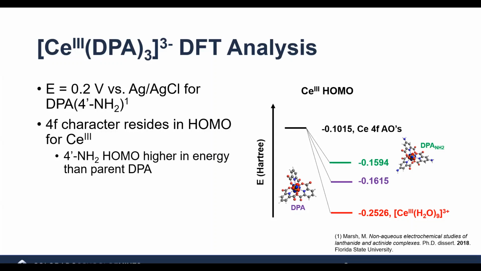Most importantly, what I found was that the functionalization with the amine group raised the energy of the HOMO relative to that of the parent DPA complex, which explains the 600 millivolt shift in comparison to the aqua cerium-3 ion of the parent DPA complex and the 1 volt shift of the aminated DPA complex relative to that of the parent DPA complex.